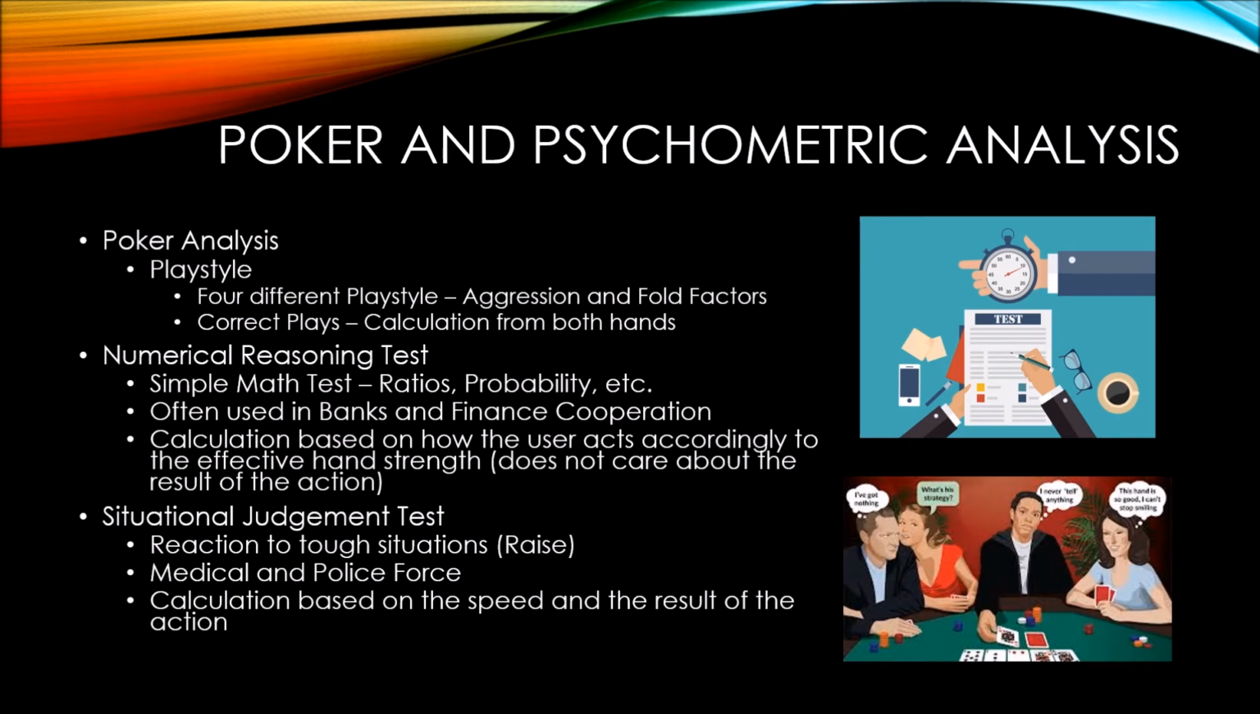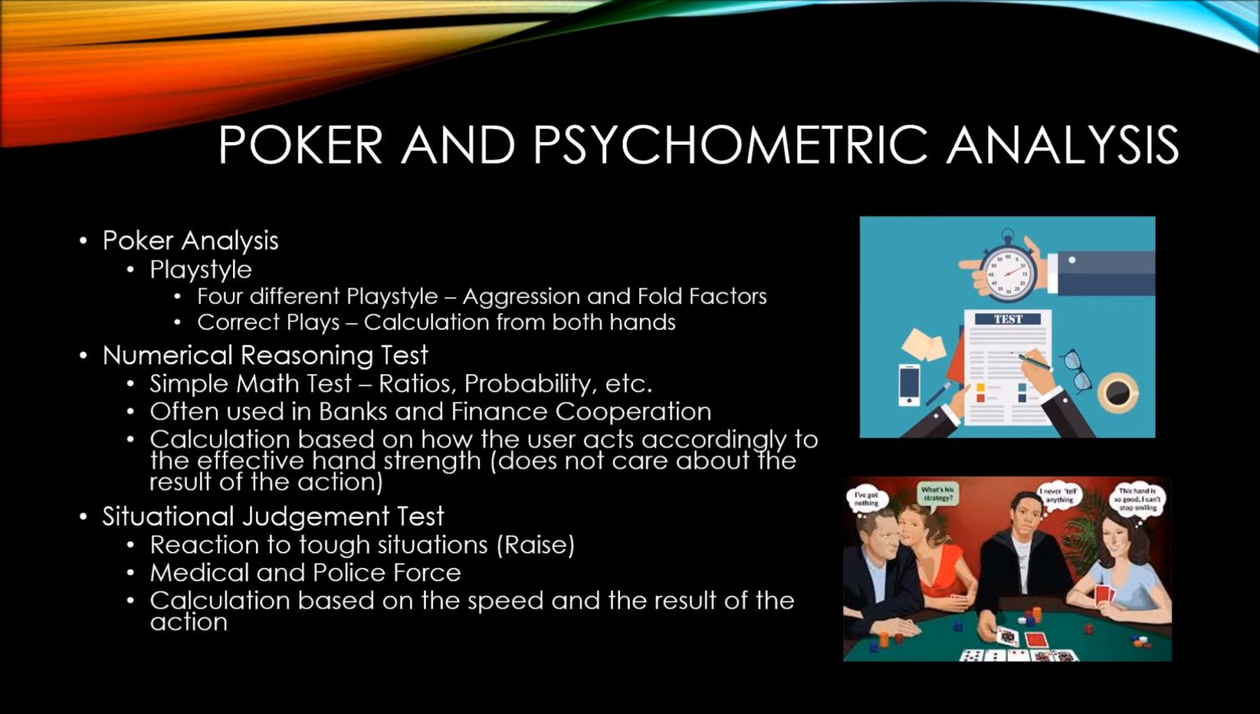After the game has ended between the AI bot and the users, there will be two analyses. The poker analysis will focus on the playstyle of the users and show the amount of correct plays according to the hands of both the users and the AI. The two psychometric tests that are analyzed are the numerical reasoning and situational judgment tests. The numerical reasoning is like a simple math test that includes ratios and probability and is often used in banks and finance corporations. The calculation for this will be based on how the user reacts according to the effective hand strength and not the result of the action.